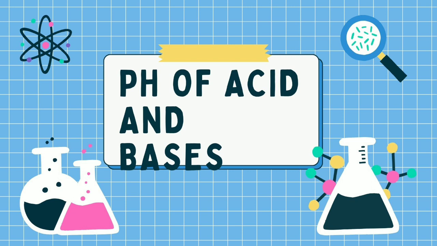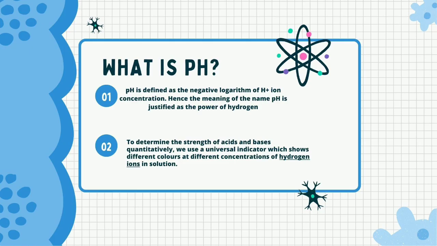So first, let us define what is pH. pH is defined as the negative logarithm of H plus ion concentration. Hence, the meaning of the name pH is justified as the power of hydrogen. pH is a useful way to measure the strengths of acids and bases.